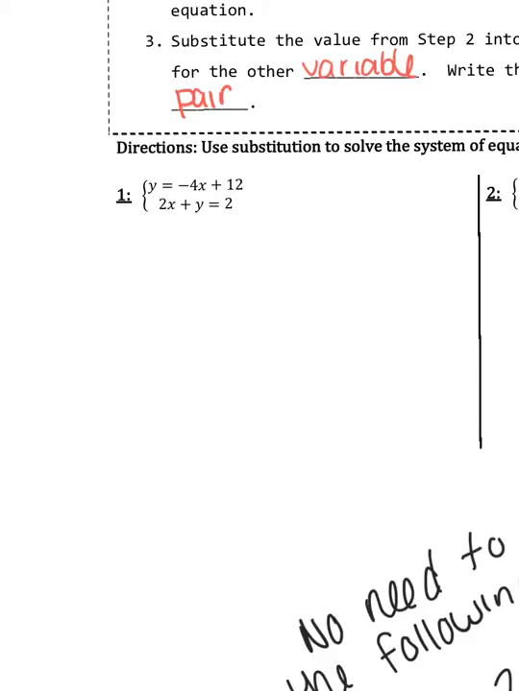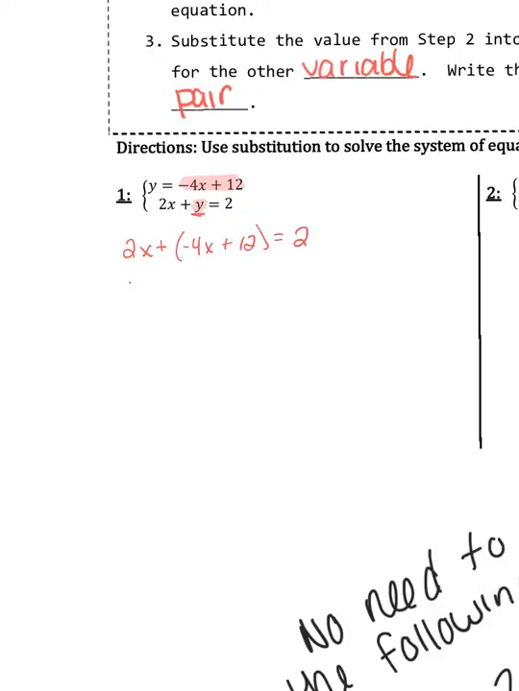Okay, so y is equal to 4x plus 12. I'm going to plug that in for the y right below. So I'm going to remove it, and I'm going to rewrite my equation. So I do 2x plus, now I'm removing this y, and I'm going to replace it with negative 4x plus 12 is equal to 2.